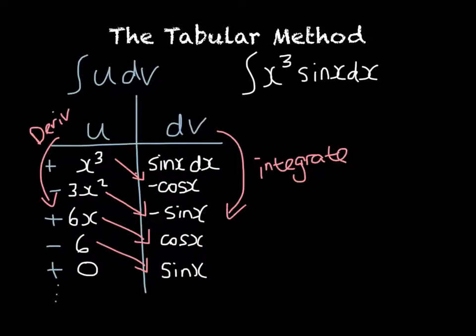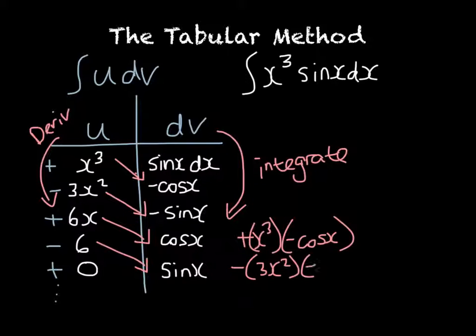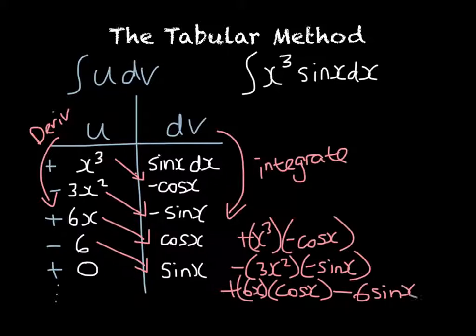So what this means is that you would have a plus x cubed times minus cosine x, and then minus 3x squared times the minus sine x, plus 6x times cosine x, minus 6 sine x. And from this point, you can just simplify all of your pluses and minuses to get your final answer for the integration.